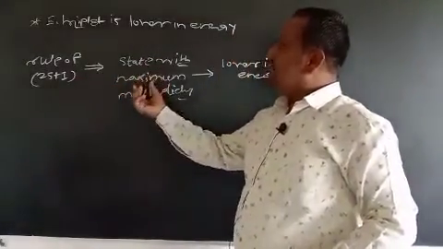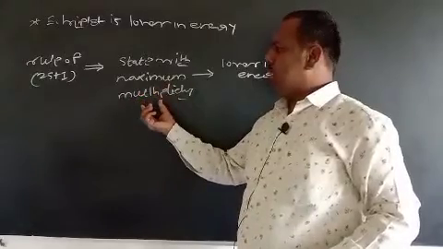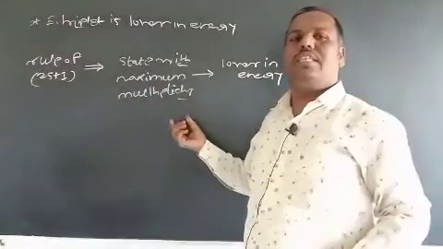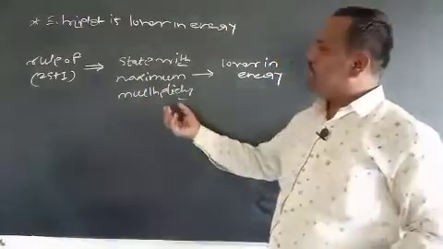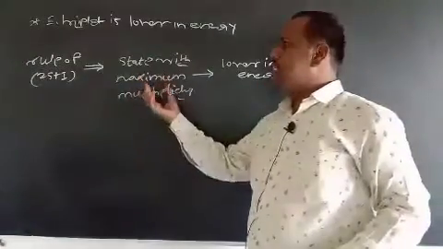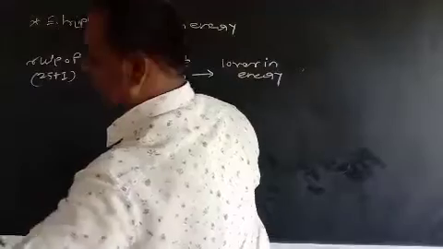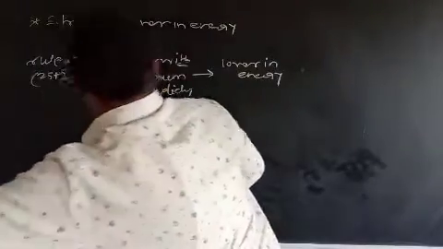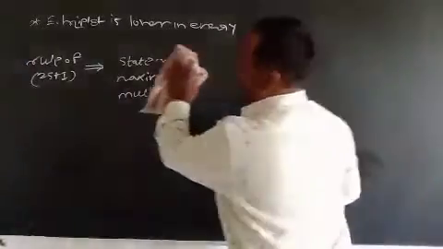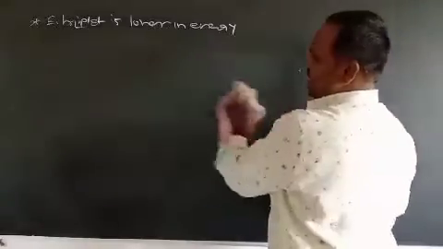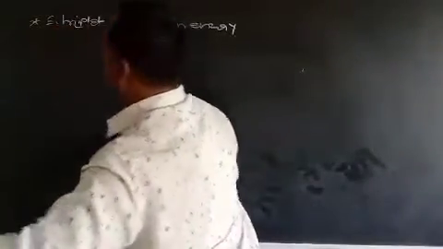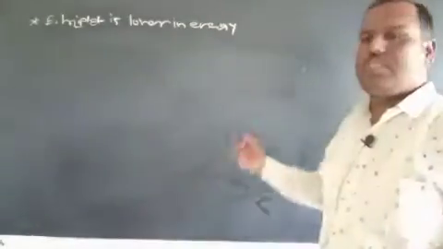The state with maximum multiplicity. So maximum multiplicity is in the case of excited triplet because its spin multiplicity is equal to 3, therefore it is lower in energy. So why is this excited triplet lower in energy? Again we see an example to understand why excited triplet is lower in energy.